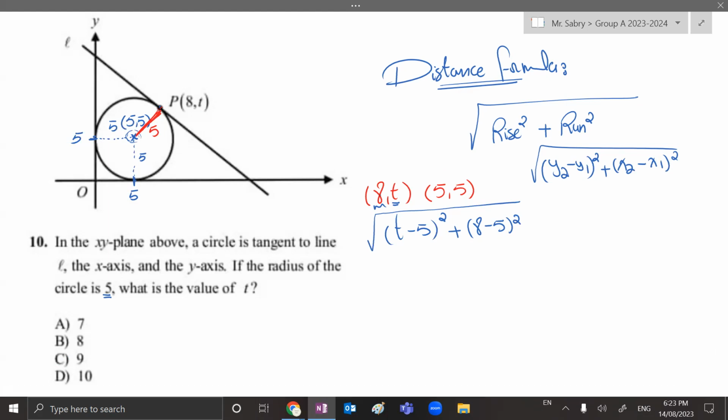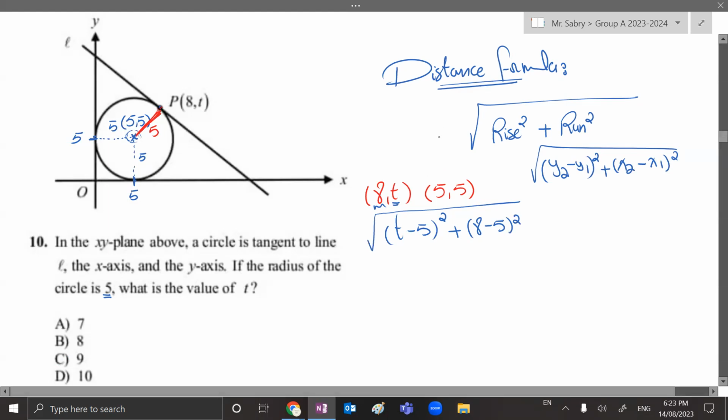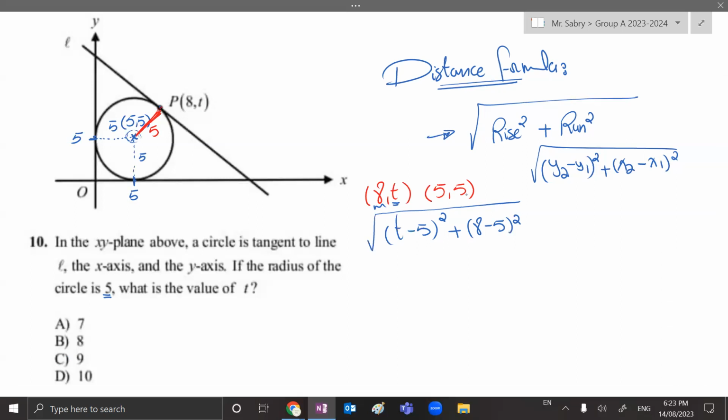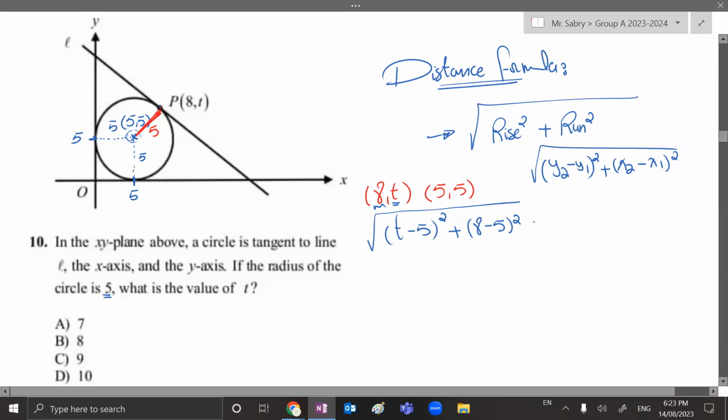Okay? That's the first thing. The second thing, in the distance formula only, it doesn't matter at all because anyway it will be to the power of 2, which means even if it's negative, it will become positive. All of this must be equal to 5, which is the length of the radius.